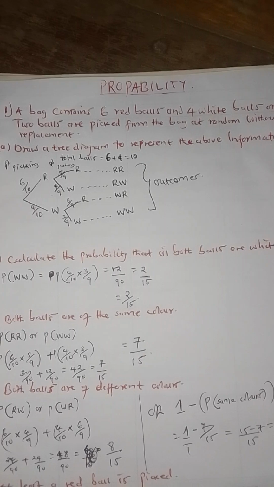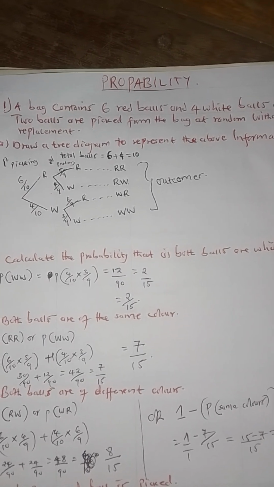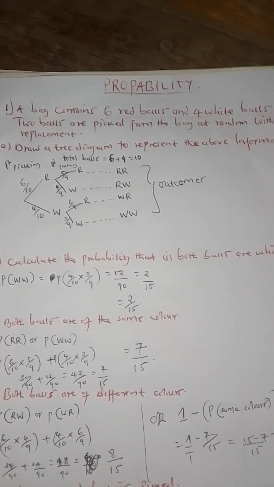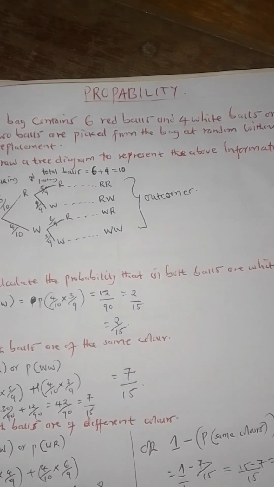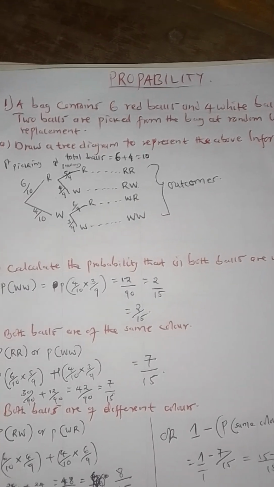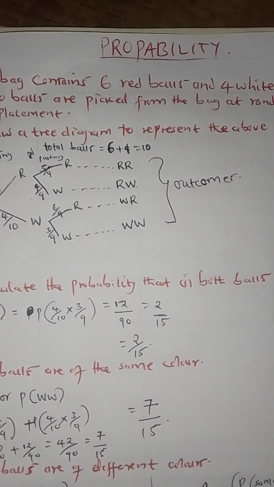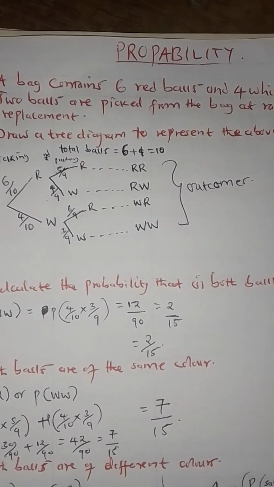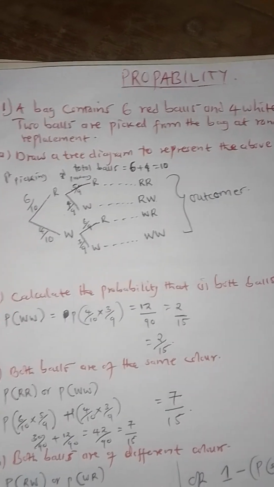First thing you have to do is to find the total number of balls inside that bag. Inside that bag, we have 6 red balls and 4 white balls. So the total number of balls in that bag is 6 plus 4, and that is equivalent to 10. So that bag contains 10 balls.